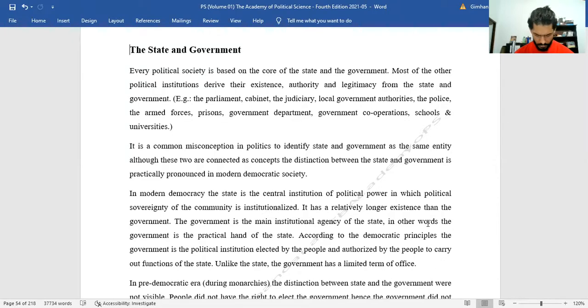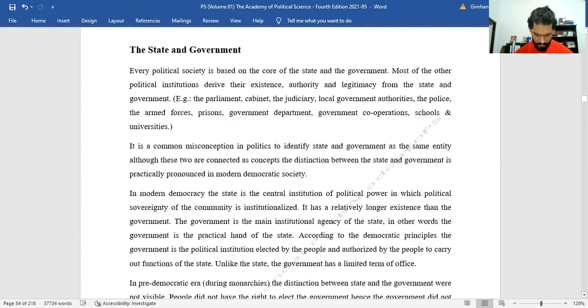The distinction between the state and government is practically pronounced in modern democratic society. In modern democracy, the state is a central institution of political power in which political sovereignty of the community is institutionalized. It has a relatively longer existence than the government. The government is the main institutional agency of the state. In other words, the government is the practical hand of the state. According to the democratic principles, the government is the political institution elected by the people and authorized by the people to carry out functions of the state. Unlike the state, the government has a limited term of office.